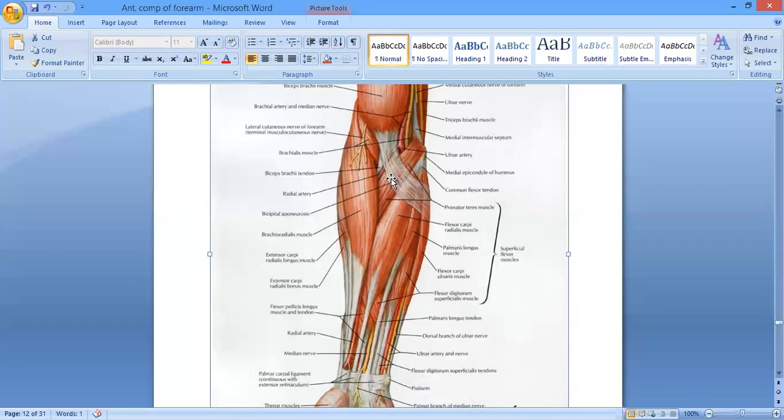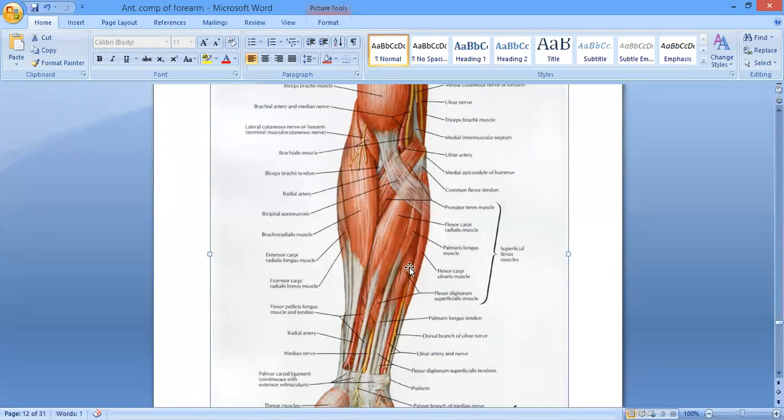In the superficial group we have four muscles. From the lateral to the medial aspect, the first one is the pronator teres muscle, then flexor carpi radialis, the palmaris longus, and the flexor carpi ulnaris. Some books write 5 muscles. How? Pronator teres, flexor carpi radialis, palmaris longus, and the deeper muscle of the superficial group, that is the flexor digitorum superficialis, and then the fifth one is the flexor carpi ulnaris.